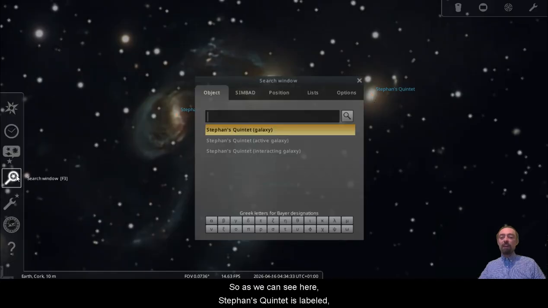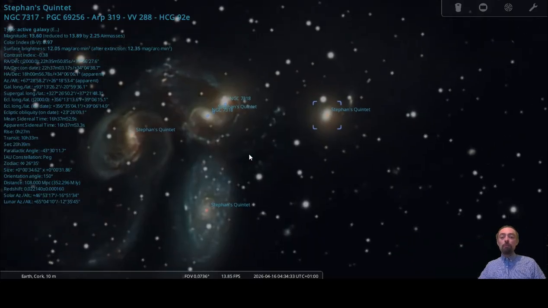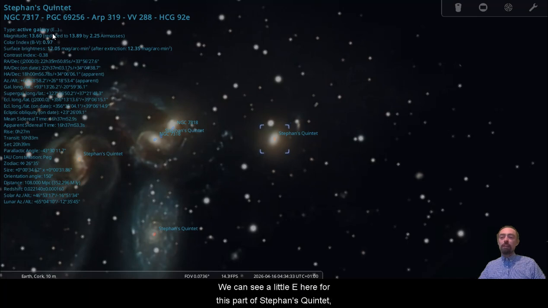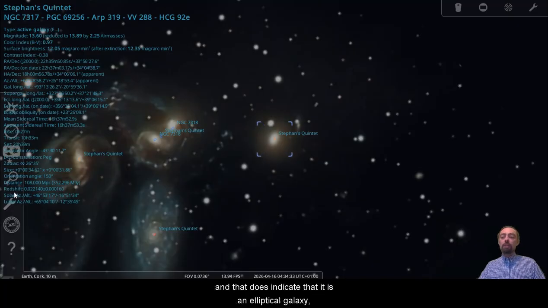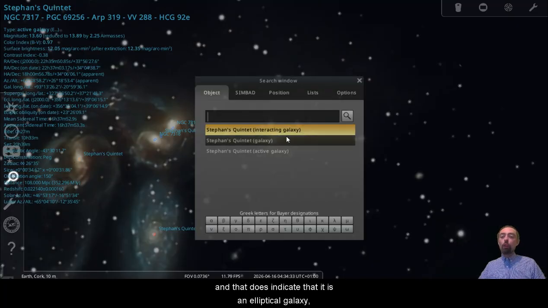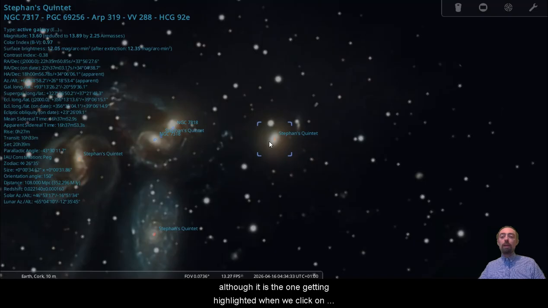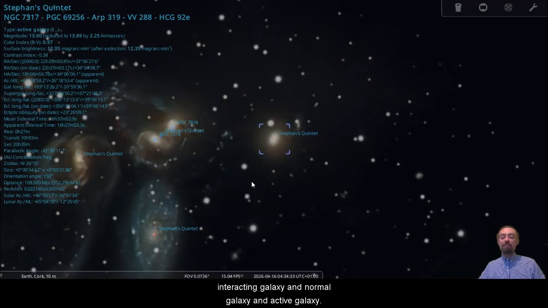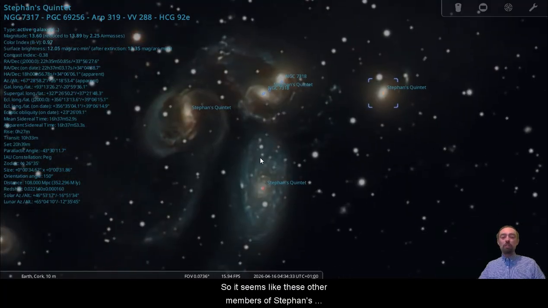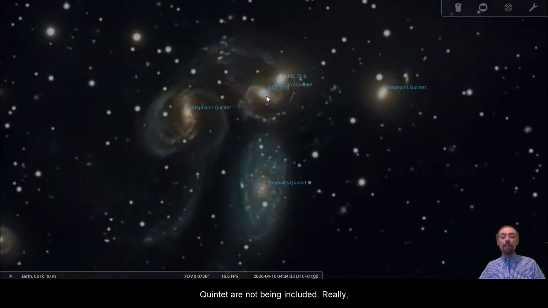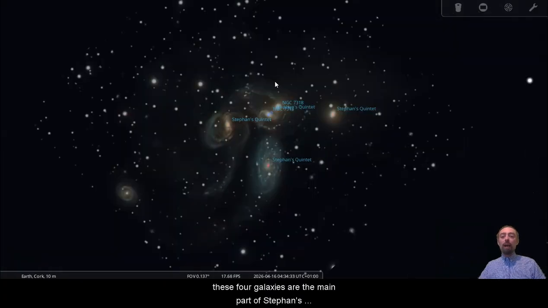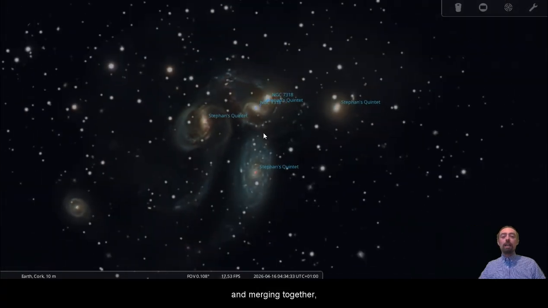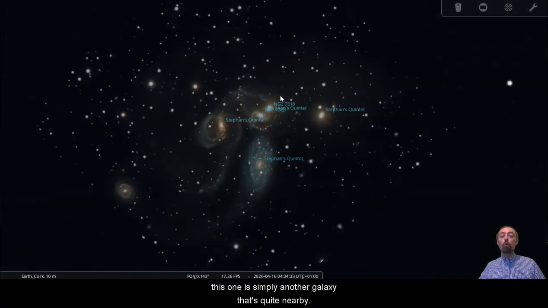So as we can see here, Stephan's Quintet is labeled. Different ones are labeled in different ways. We can see a little E here for this part of Stephan's Quintet, and that does indicate that it is an elliptical galaxy, although it is the one getting highlighted when we click on interacting galaxy and normal galaxy and active galaxy. So it seems like these other members of Stephan's Quintet are not being included. Really, these 4 galaxies are the main part of Stephan's Quintet, these ones that are blending and merging together. This one is simply another galaxy that's quite nearby.